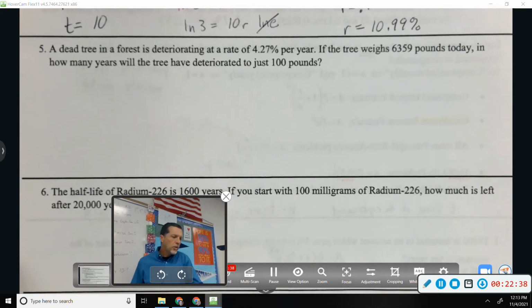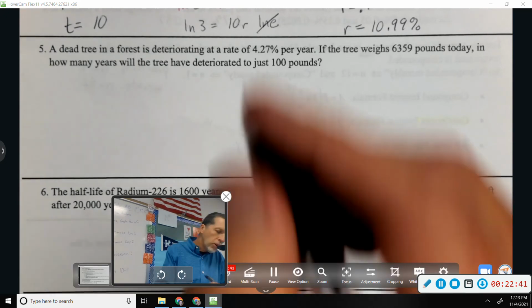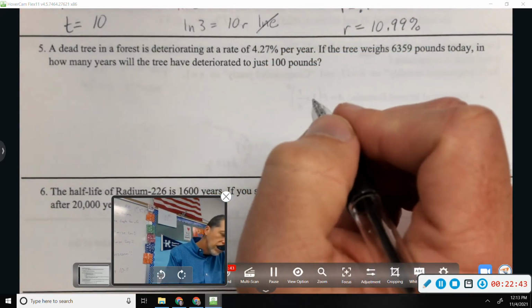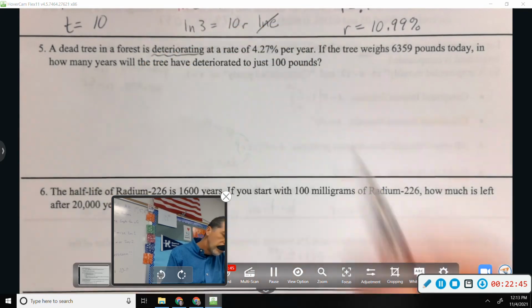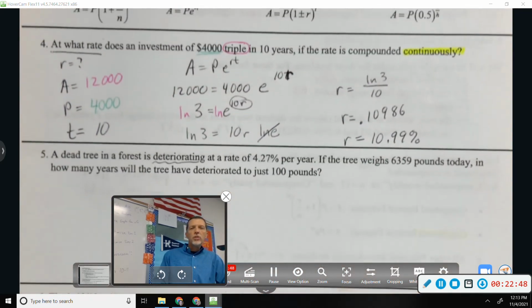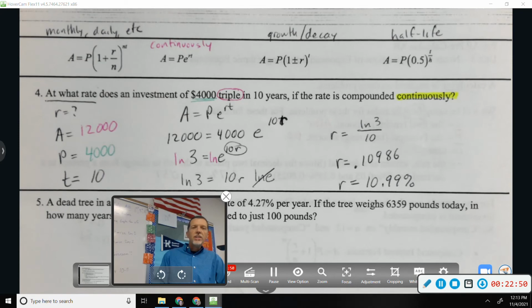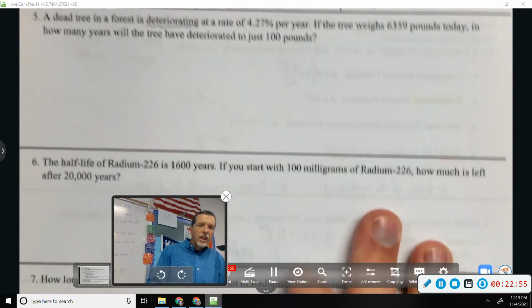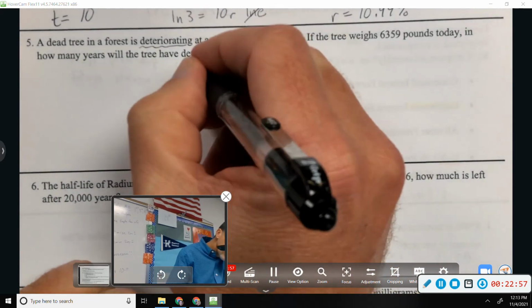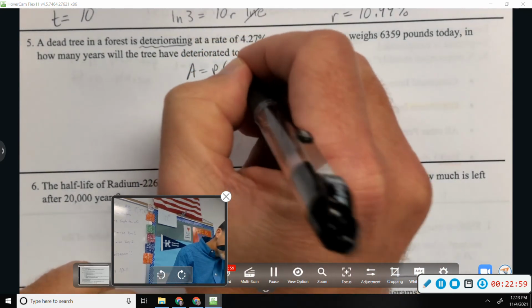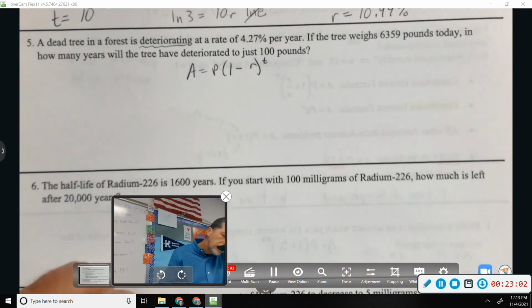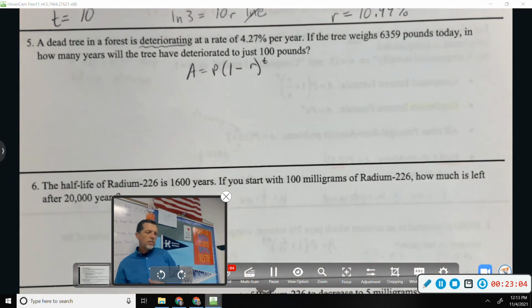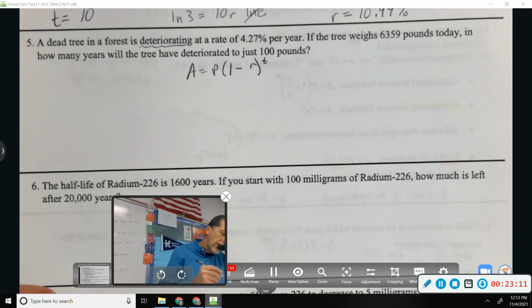A dead tree in a forest is deteriorating at a rate of 4.27% per year. Deteriorating. So which formula are we going to use if we're deteriorating? Decay, right? It's another word for decay. And we're deteriorating, so 1 minus r to the t. The tree weighs 6,359 pounds today. In how many years will it weigh just 100 pounds?